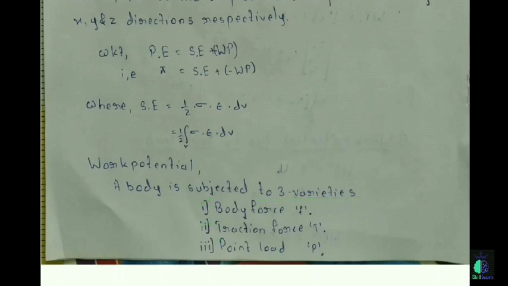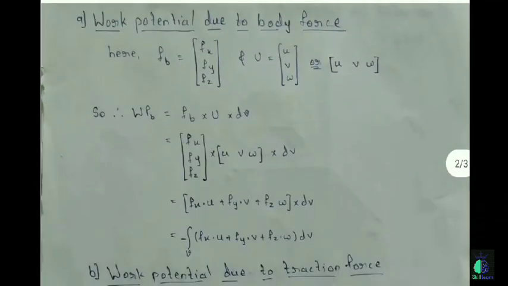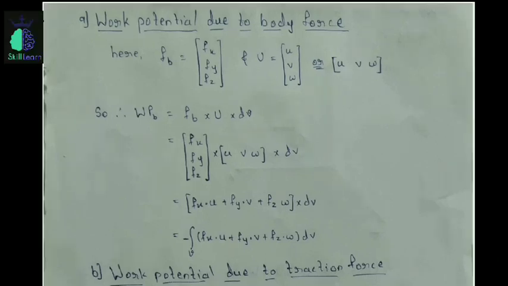Moving to the first one, the potential energy due to the body force. Here the work potential due to the body force is equal to Fb into U into dV. Here Fb is the body force, U is the displacement and dV is the change in volume. So Fb is Fx, Fy and Fz, and U is UVW. When we multiply this, we get Fx into U plus Fy into V plus Fz into W into dV. How it is obtained, I will show you here.